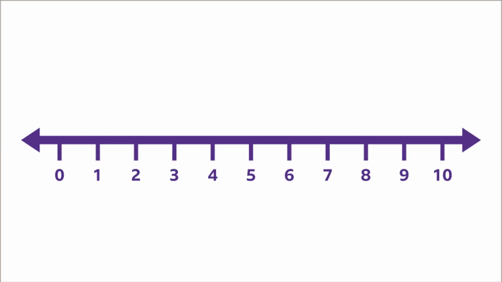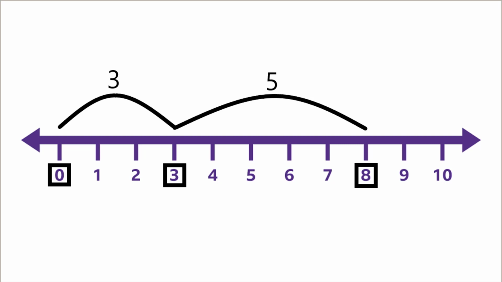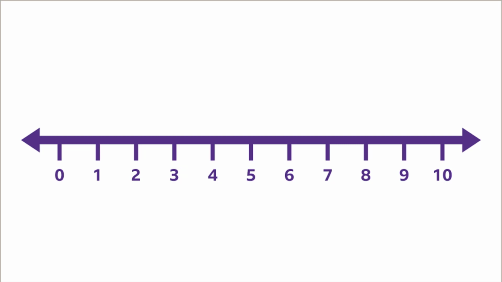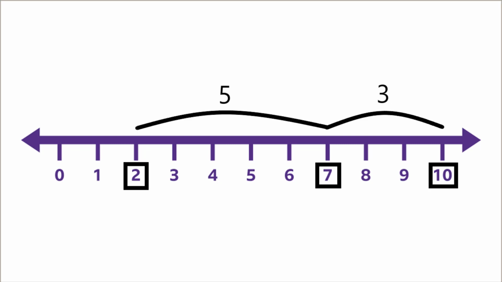For example, we can start at 0 and add 3, or count by 3 and end up at 3. Then if we added 5, or counted by 5 starting at 3, we would end up at 8. For subtraction, we could start at 10 and subtract 3, or count down by 3 starting at 10, and we would end up at 7. Then if we subtract another 5, or count down from 7 by 5, we would end up at 2.